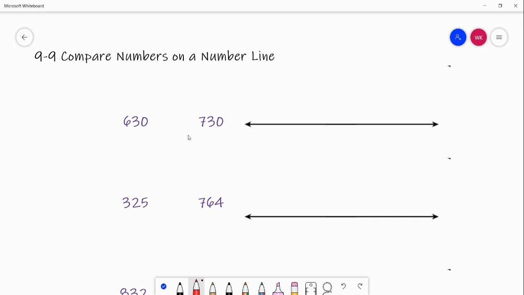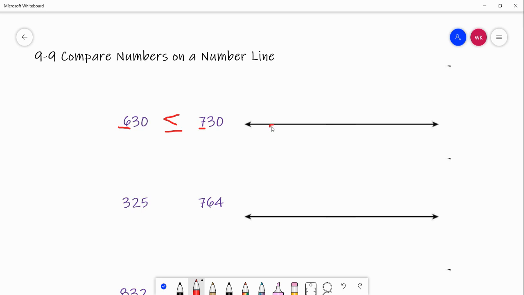First we're going to decide, is 630 greater or less than 730? Remember, you want to look in your hundreds place. We have 7 is greater than 6, right? 7 is a bigger number than 6. So we know that 730 is going to be greater than 630. You can also say it like this, 630 is less than 730. And now we're going to put it on a number line.